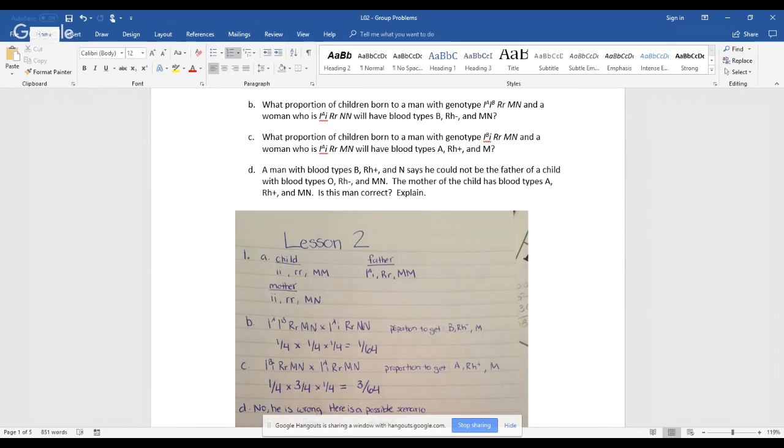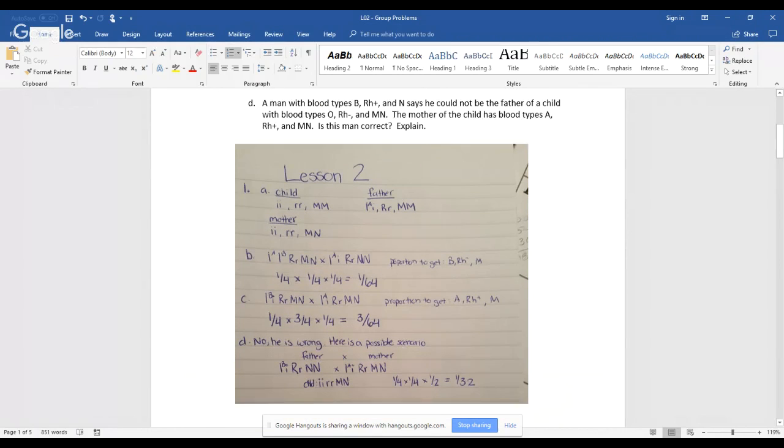For part C, I did the same thing again. This time for the blood type, I got 1/4. To have MN is 3/4. And then for the R, it's 3/4. And then the MN, it's 1/4 again. So you get 3 out of 64.